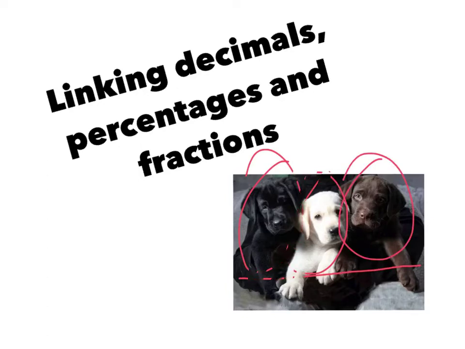Now, some people might want a white Labrador in certain circumstances. Other people might want a black one. Other people might want a brown one. It just depends on the circumstance. So we're going to learn the way in which we can use decimals, percentages, and fractions in different circumstances.